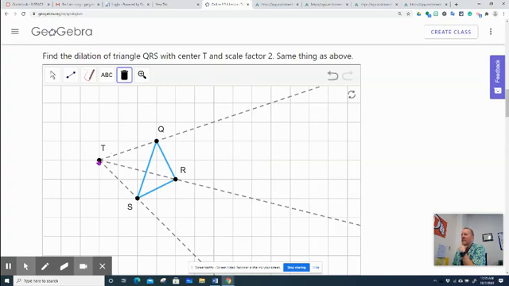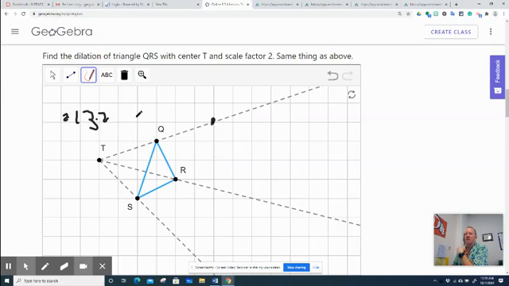T is my center of dilation. I have a scale factor of 2, so that means it's going to get bigger. So watch what I'm going to do. From T to Q, it goes up 1 and over 3. So a scale factor of 2 means I'm going to go 2 times 1 and 3 times 2. So I'm going to go up 2 and over 6. 1, 2, 3, 4, 5, 6. There's my point right there.